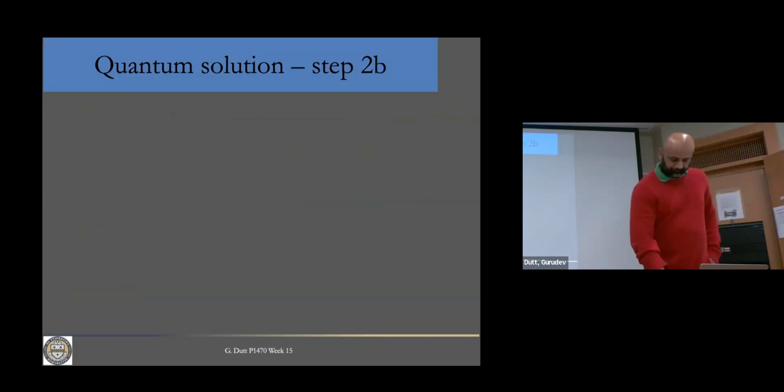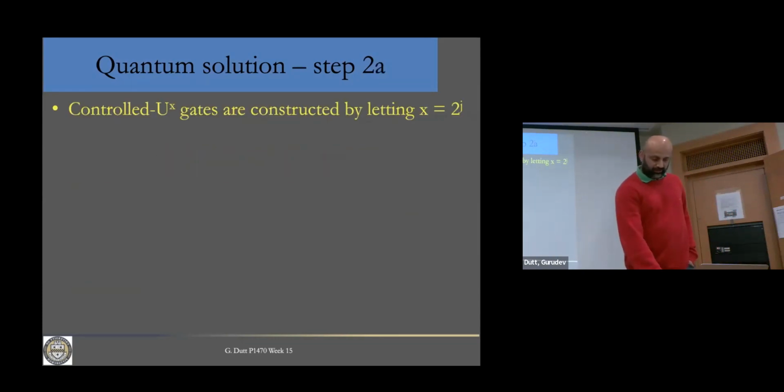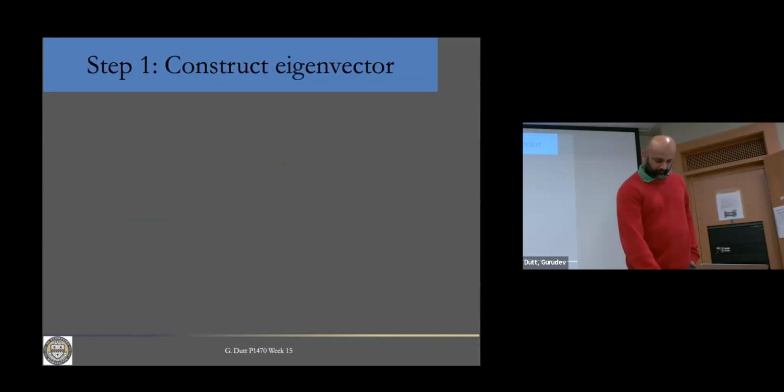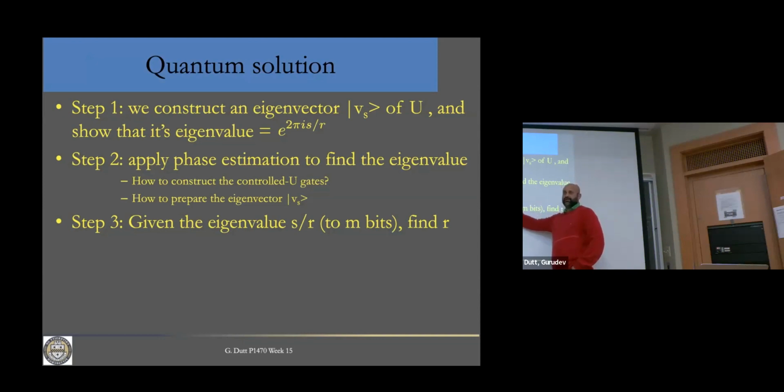Okay. All right. Now quantum solution step 2b here was to prepare the eigenvector Vs. We have to actually do it in a circuit. How do we do that? Okay.